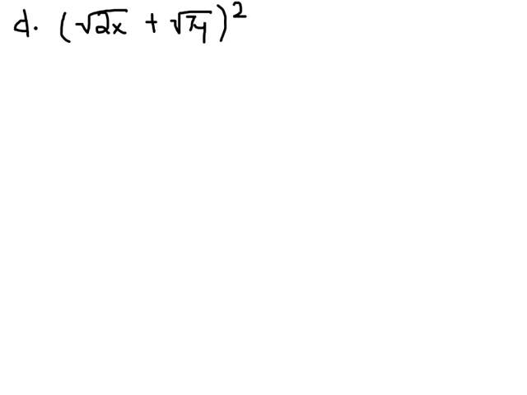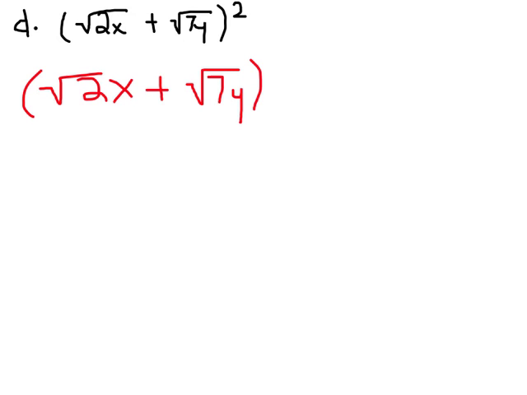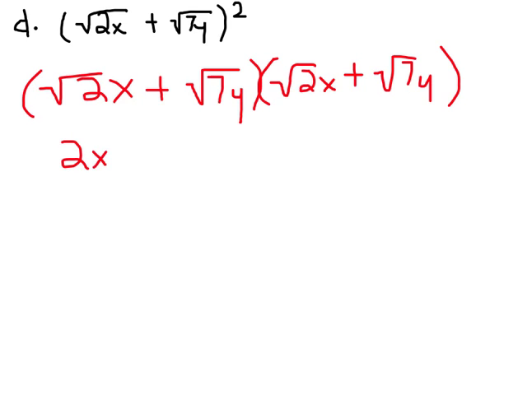Okay, and for D, our final one, let's write it out, long form. The square root of 2 x plus the square root of 7 y, and that times itself. Okay, so first times first, square root of 2 times square root of 2 is 2, and x times x is x squared.